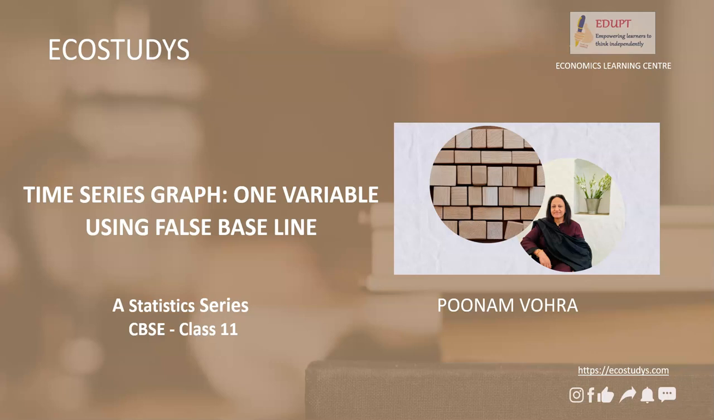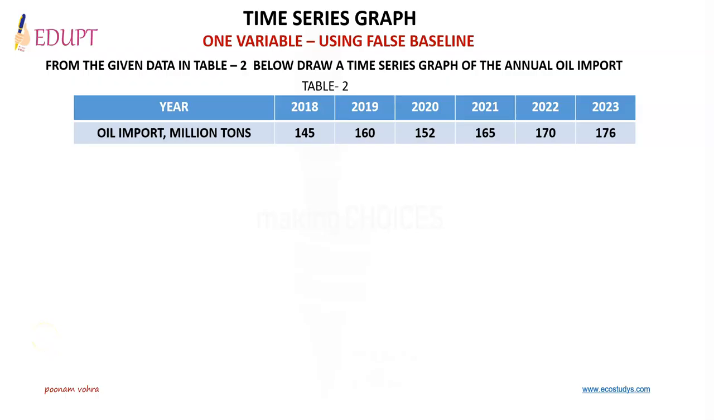Hello everyone. So far you have understood the construction of time series graph with one variable. Now we shall move a little forward and try to understand when to use false baseline in order to construct a time series graph with one variable. For that, let us take this illustration on annual oil import in different years.